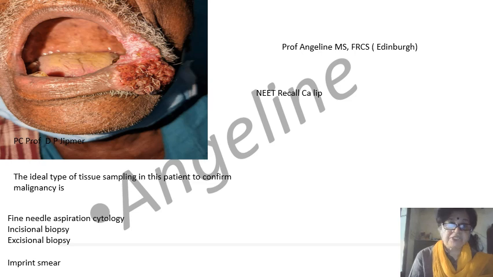So what were the options? Probably these were the options. This is by getting feedback from many students and trying to distill into a sensible looking option list. Fine needle aspiration cytology, an incisional biopsy, an excisional biopsy, or an imprint smear. I doubt whether imprint smear was given or some other option, but I have purposely included this as an option in my question so that I can emphasize what exactly is an imprint smear.